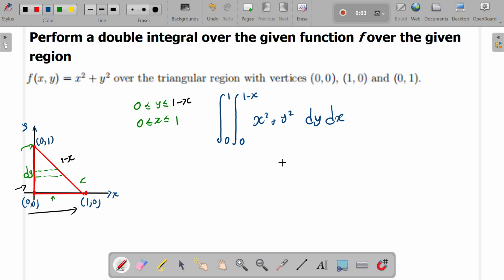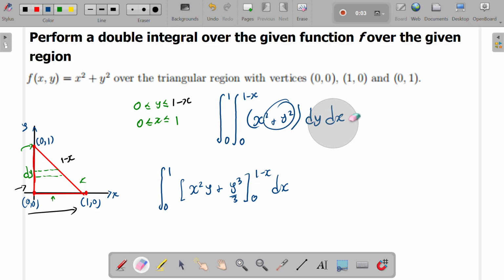So what it means here now is that we have to integrate, and when we integrate with respect to y, meaning anything that's not y is treated as a constant, including x squared, that will be treated as a constant. So you have 0 to 1 for x. When you integrate what you have here with respect to y, you're going to have x squared times y plus y to the power 3 divided by 3. This is to be evaluated from 0 to 1 minus x, then you put dx, like that.